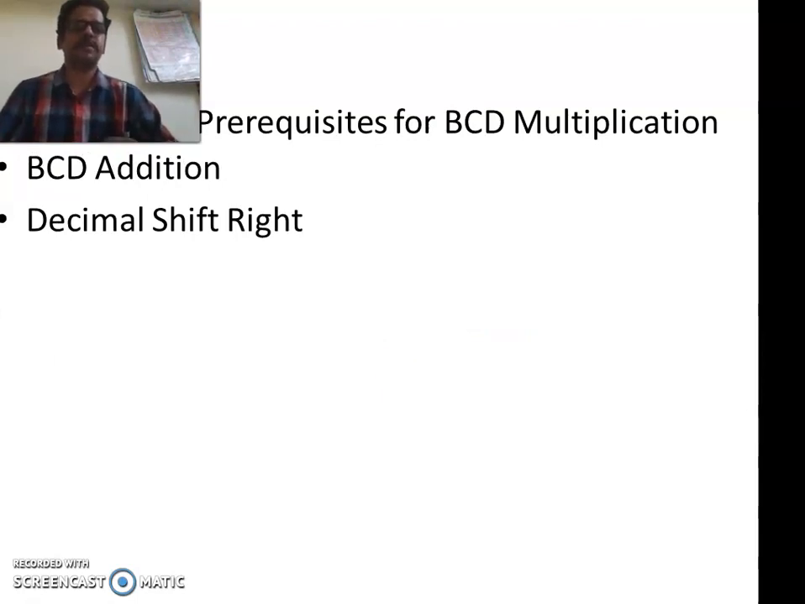Prerequisites for performing BCD multiplication. First prerequisite is we need to know about BCD addition operation and then decimal shift right operation. Why BCD addition? We know that computers know only an addition operation. So obviously multiplication operation is going to be performed with the help of this addition operation. For example, computer is going to perform 3 into 4 by either adding 3 for 4 times or by adding 4 for 3 times to give the result as 12. Then we are going to discuss about decimal shift right operation.